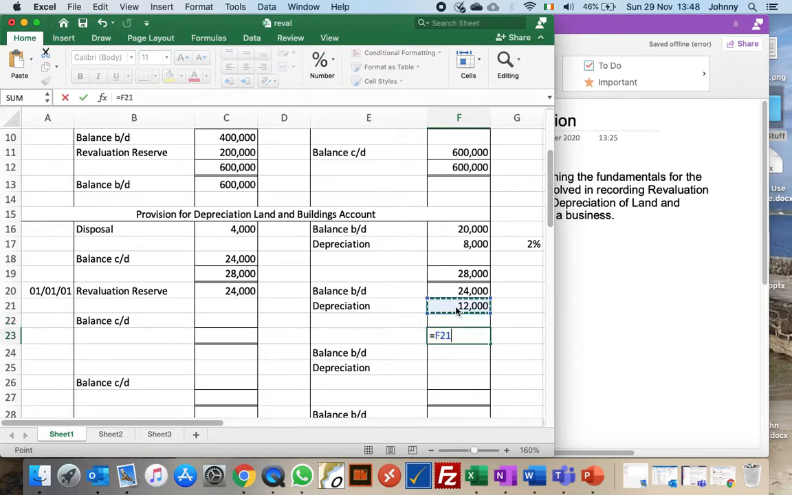When we add these up, we get 36,000 on that side, so we must have 36,000 on that side, and that means my balance CD is going to be the difference between the two sides, which is 36 minus 24. And that 12 grand becomes the balance starting off the next year when you go to do your depreciation. I hope that makes sense. That's just the fundamentals of how we deal with provision for depreciation, land and buildings accounts, and everything to do with revaluing and depreciating assets like land and buildings.